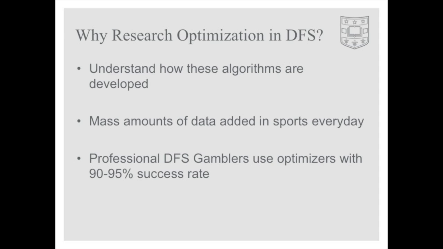So why research optimization methods in daily fantasy sports? Well, we want to understand how these algorithms are developed in order to achieve the maximum fantasy points per game score, as well as utilize the mass amounts of data that is added in sports every day that we have access to. Also, professional daily fantasy sports gamblers use optimizers with a 90 to 95% success rate winning tournaments that often.